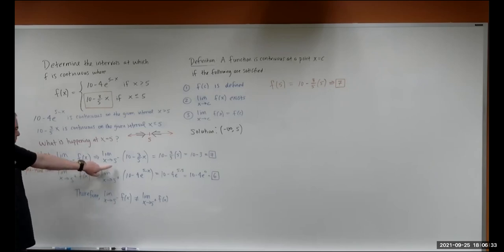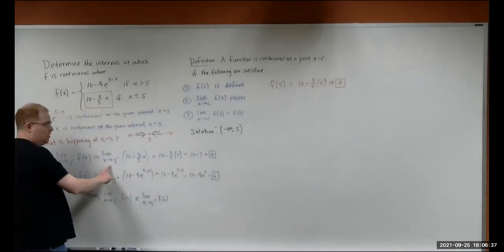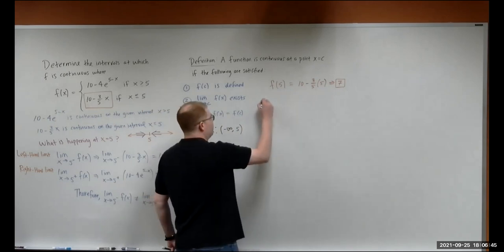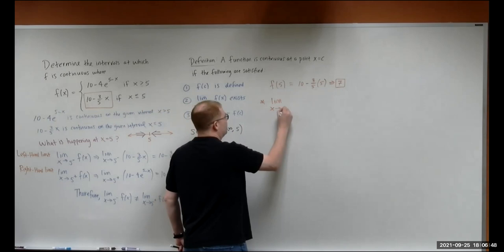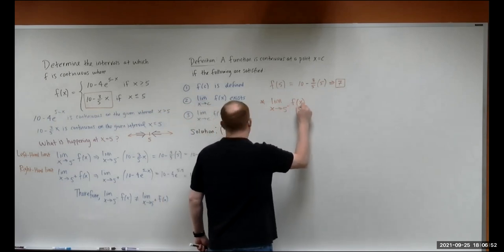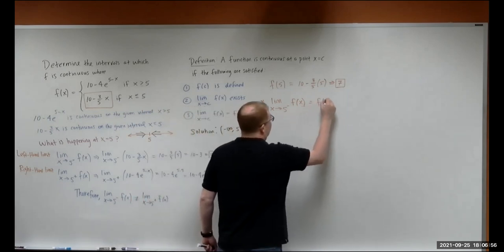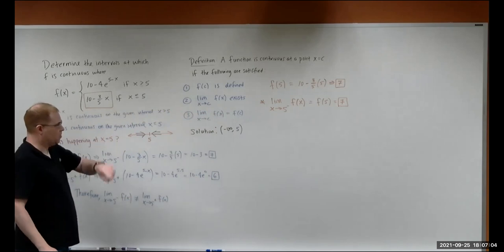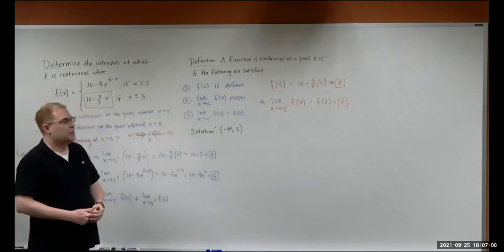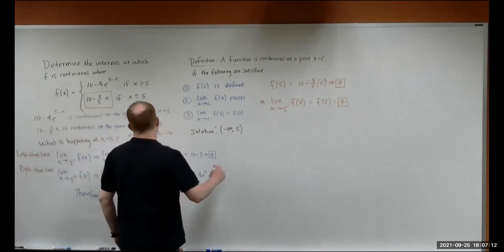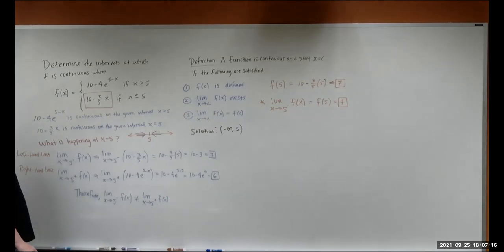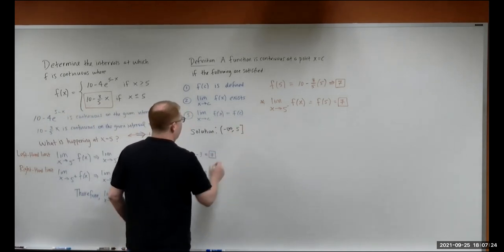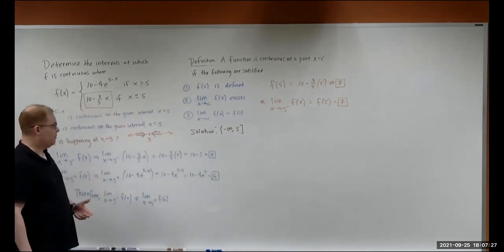So notice that the limit as x approaches 5 from the left is equal to f of 5. I'm just going to write that down here. The function value at 5 is equal to the limit. So that means we must include 5. So 5 is defined.